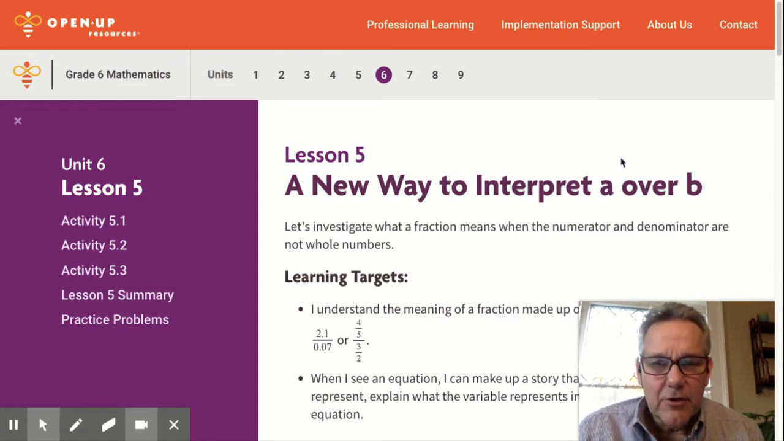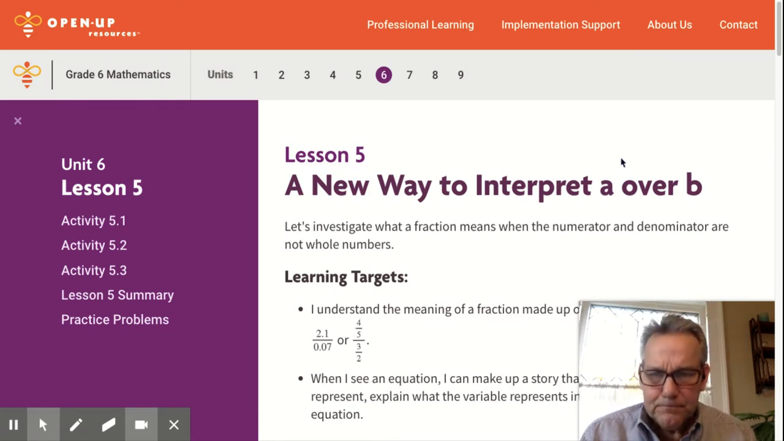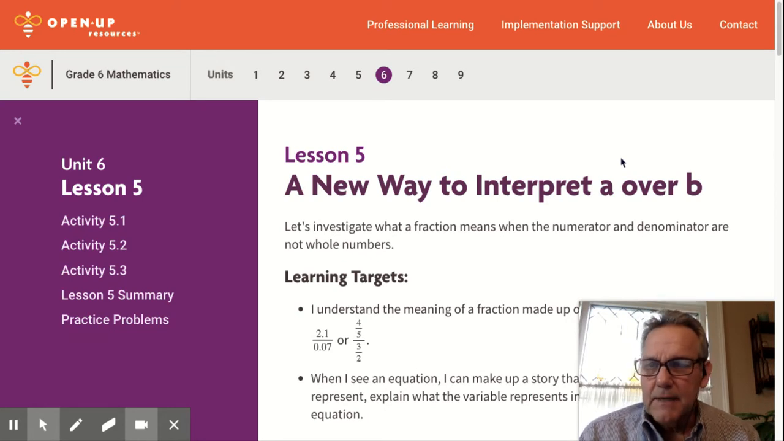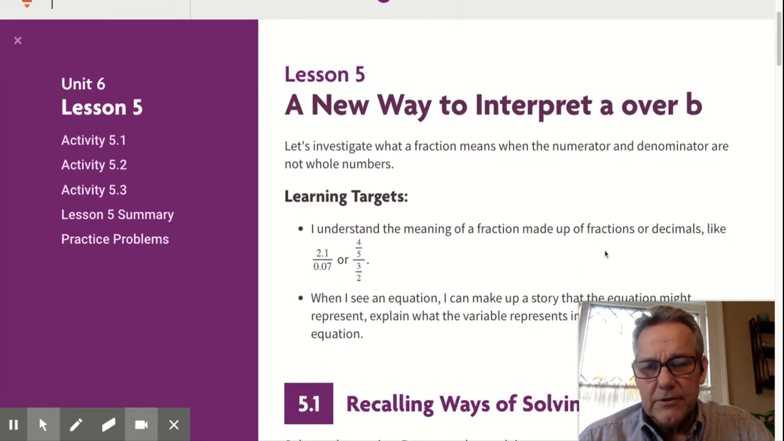Today we are talking about lesson 5, and it's entitled "A New Way to Interpret A over B." You guys are a little bit ahead of the curve on this because we've talked about a fraction bar being a division bar for quite a while, and we'll continue to. Back when Abe Lincoln and I were in school, we used to call these complex fractions, a fraction within a fraction.